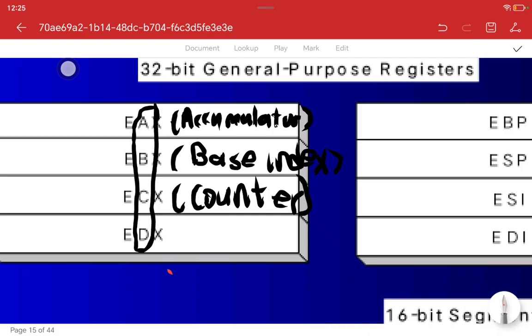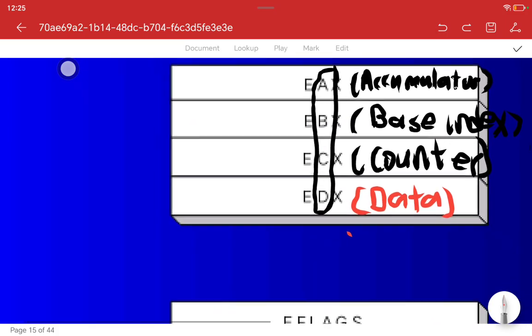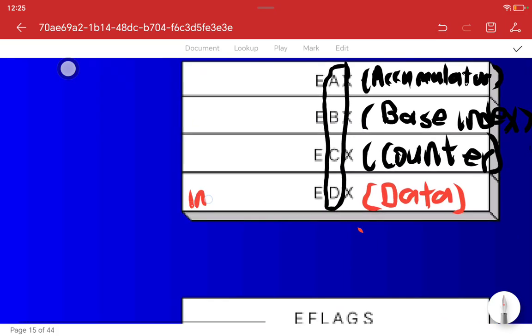So we come to EDX. EDX stands for data. This one usually is for data. It is used for input and output operations. So let me just write here, input.